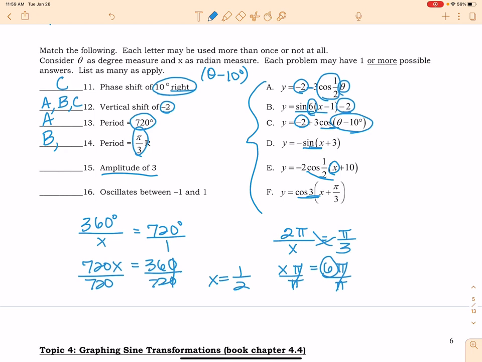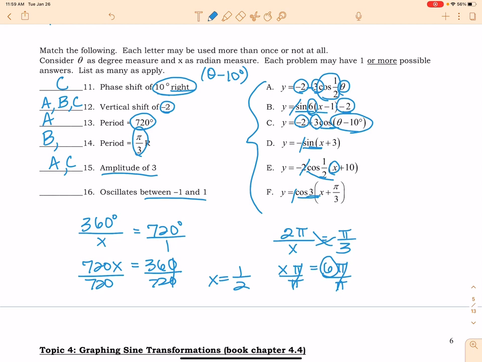All right, so now we're going to look at amplitude of 3. So now we're looking directly in front of sine or cosine, and we're looking for a 3. We've got one here. Not here. We've got one here. Not here, not here, not here. Okay, just those two.